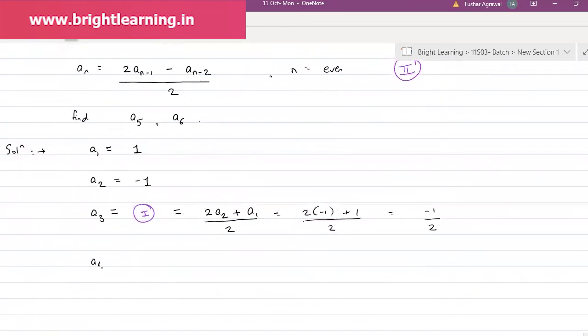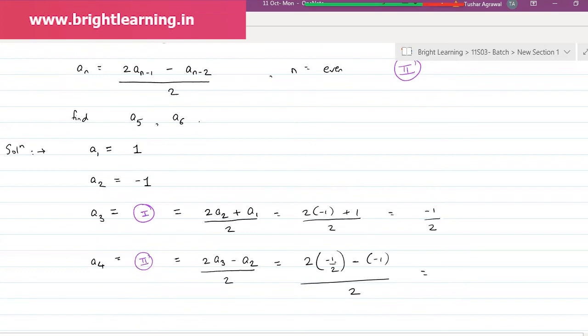Yes, sir. A4. For A4, we will use the second formula since n is even. We will use 2 times the previous term, the previous term is A3, minus the previous to previous, that is A2, upon 2. So now here I will use 2 times A3. A3 is -1/2, minus the previous to previous, which is -1, that is A2, upon 2. So 2 times negative half is -1, and -1 minus -1 is 0 only. So A4 is equal to 0.